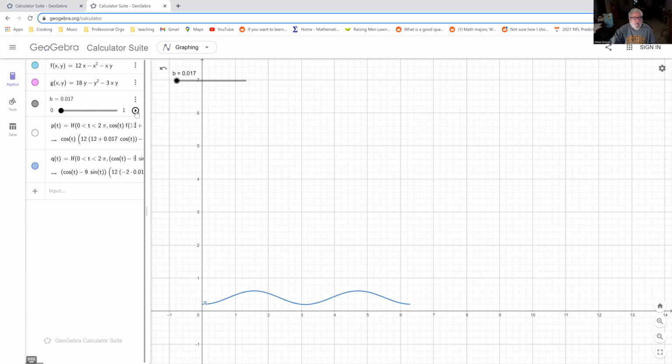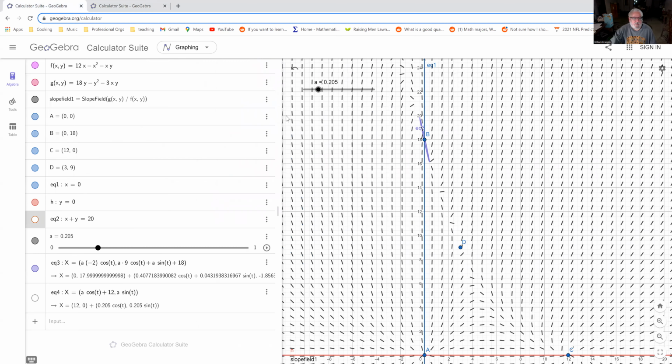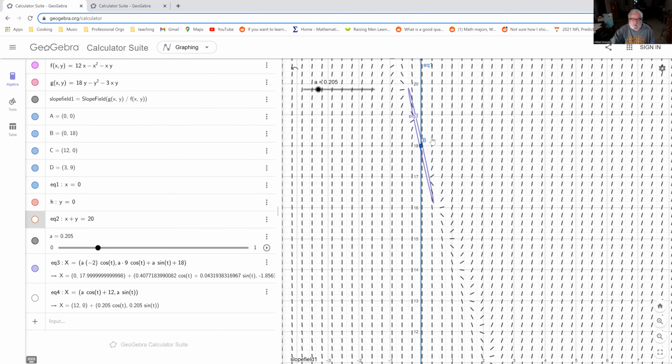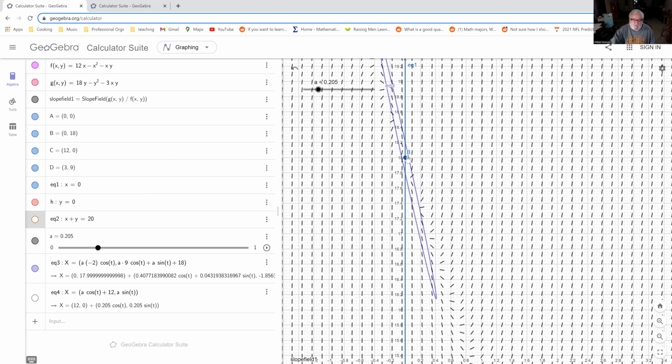So what that shows us is that the solution curves that cross these ellipses actually stay in the ellipse for all time, and then they have to end up going to the equilibria at B.